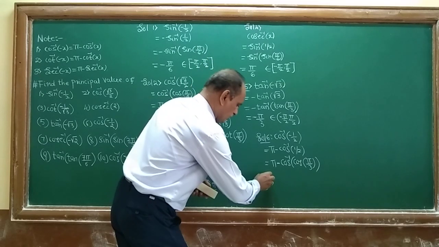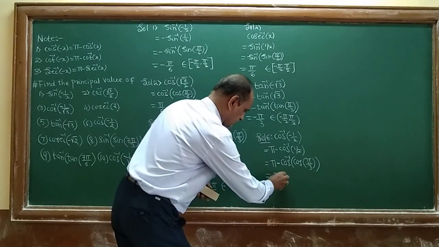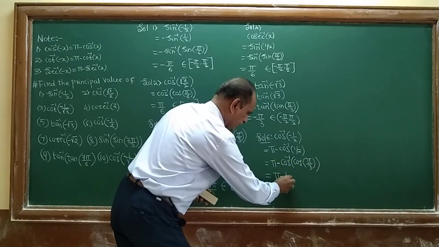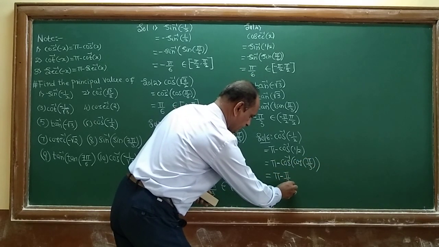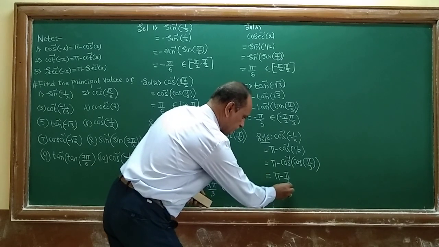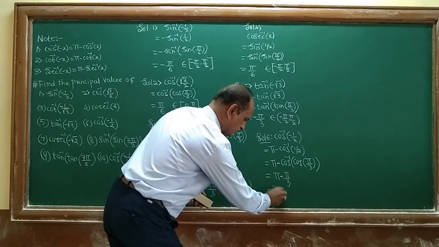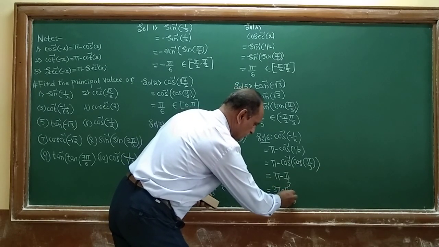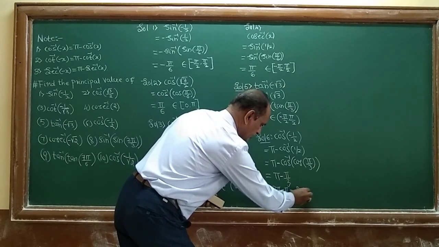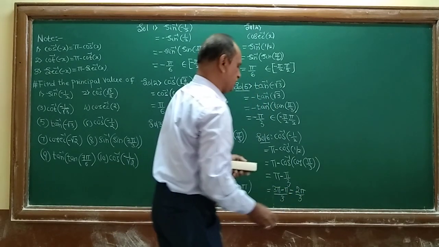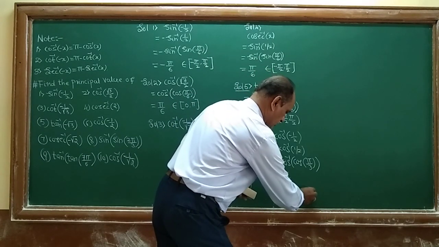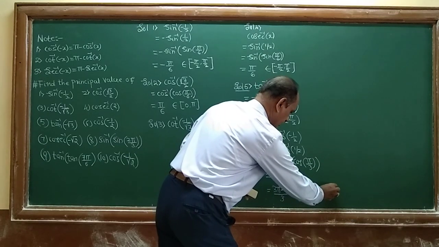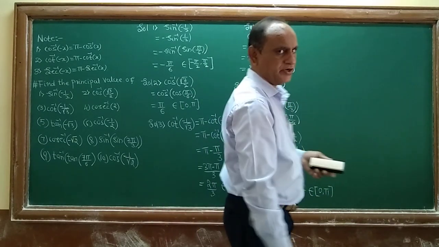So this is equal to pi minus cos inverse of cos of pi by 3. Taking the LCM as 3, that is 3 pi minus pi, divided by 3. So this is equal to 2 pi by 3. This belongs to the closed interval 0 to pi, that is 0 to 180.